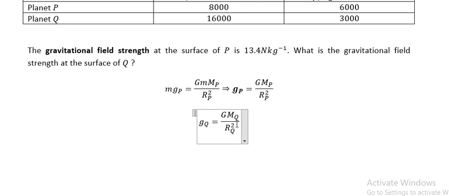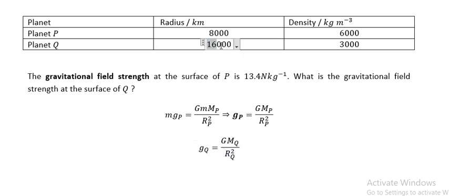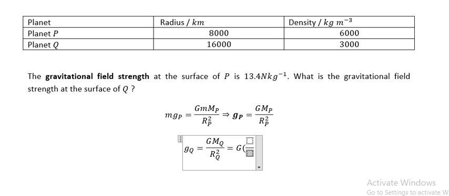Now if we come here, we realize that the missing term is the mass of Q, because according to the table we have here, we have the radius of Q. So how then do I find the mass using the density? I'm going to have capital G here, and the radius of Q squared here. What is the mass? The mass is the density of Q times the volume of Q.